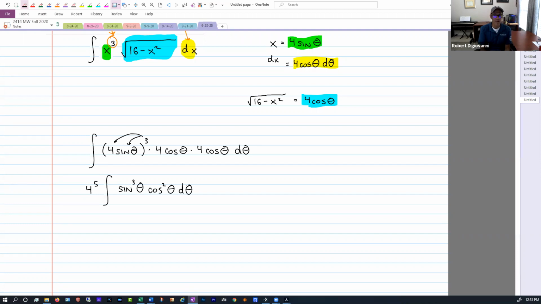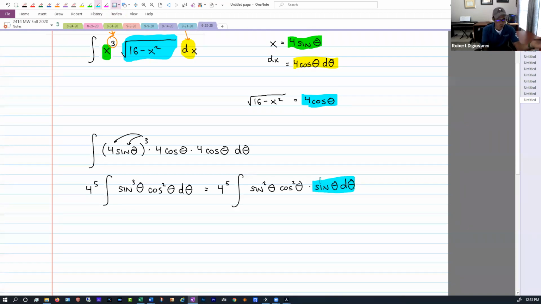We're at a trig integral now. How do we deal with this trig integral? We go look at our little cheat sheet. We have an odd power of sine. And since we have an odd power of sine, we should be able to peel a sine off. So this becomes 4 to the 5th integral. I'm going to peel off a sine, so I now have sine squared theta. I still have a cosine squared theta. I'm peeling off that single sine, here it is, sine theta d theta. So now what I know is that my sine theta d theta, that's my du.